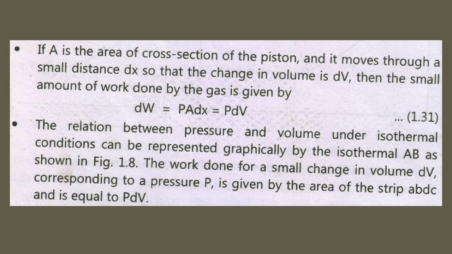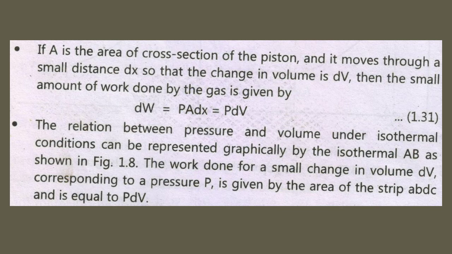If A is the area of cross section of the piston and it moves through a small distance dx, so that the change in volume is dV, then the small amount of work done by the gas is given by dW is equal to force into displacement. Force F is equal to PA into dx, but A dx is equal to dV. Therefore, the work done dW is equal to P dV.